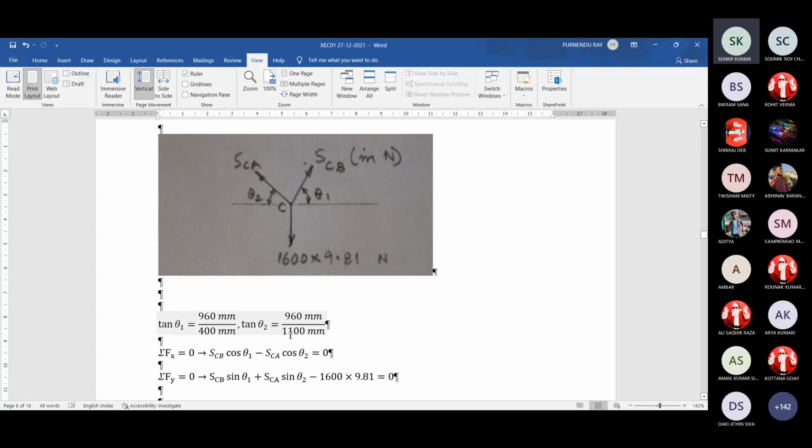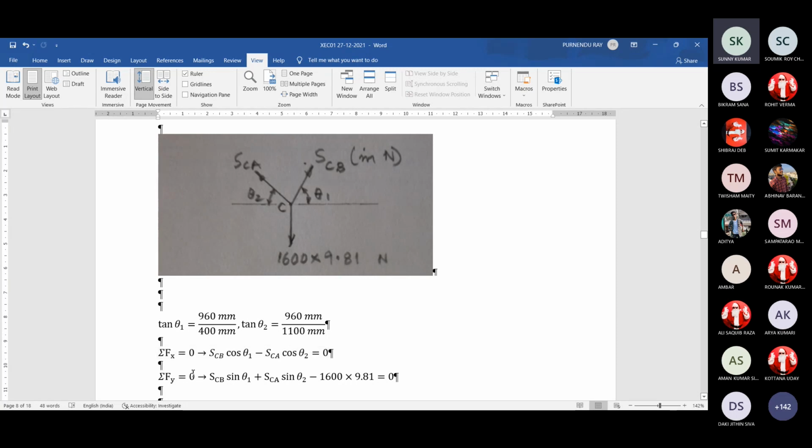Then for equilibrium, from that resolution of all the forces along x and y direction, these are the algebraic summation of component of all forces along x direction. For equilibrium, resultant is 0, and definitely sigma Fx equal to 0 gives us SCB cos theta 1 towards right is positive, SCA cos theta 2 negative towards left, and no contribution from this self weight 1600 multiplied by 9.81, and right hand side it is 0.